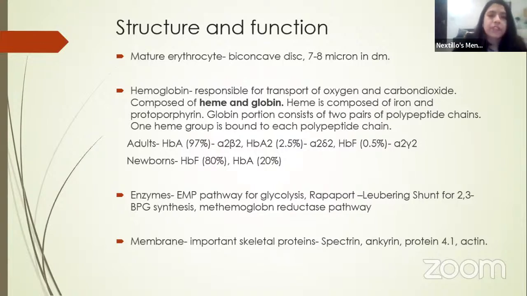In adults, 97% is hemoglobin A, which is composed of 2 alpha chains and 2 beta chains. 2.5% is hemoglobin A2, which is composed of 2 alpha chains and 2 delta chains. And you can also find a very small amount of fetal hemoglobin, about 0.5%, which is composed of alpha 2 and gamma 2. But in newborns, predominantly we find hemoglobin F, the fetal hemoglobin, and the composition is alpha 2 and gamma 2.